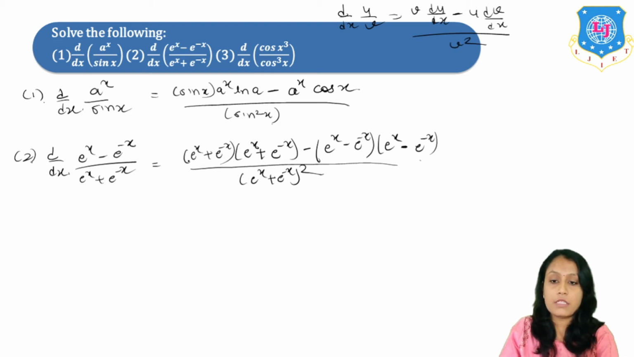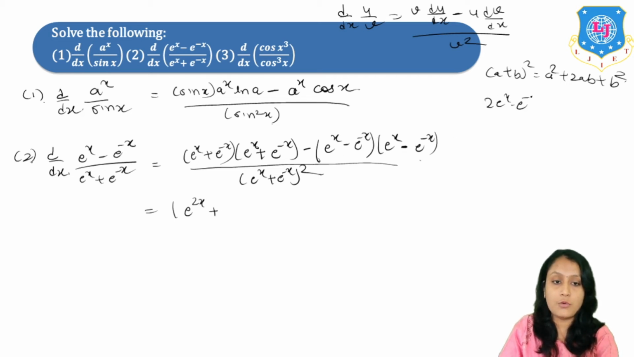Okay, now this is e raised to x plus e raised to minus x, 2 times, so this is whole square, again this is whole square. So we'll apply the (a plus b) whole square formula. So this is a square plus 2ab plus b square. Apply this formula, so what you will get over here: e raised to 2x plus, now here we have 2 into e raised to x into e raised to minus x.